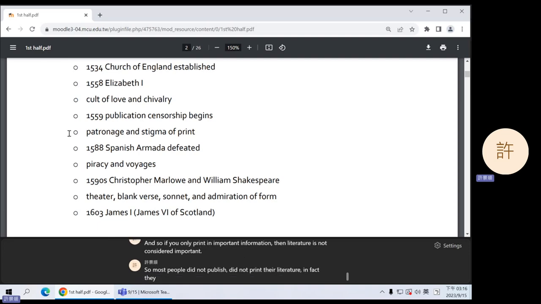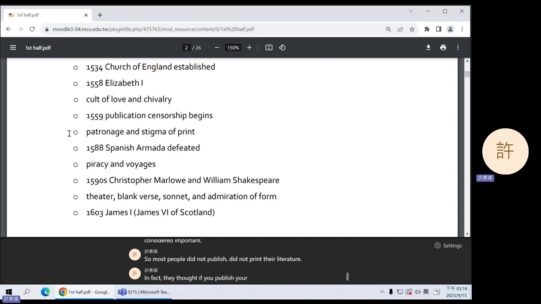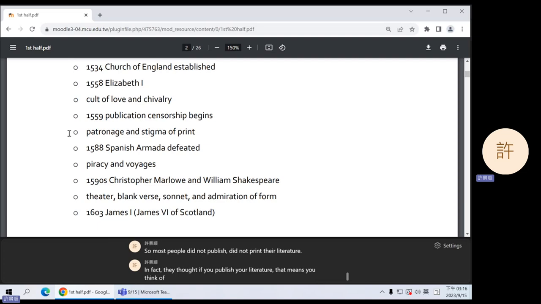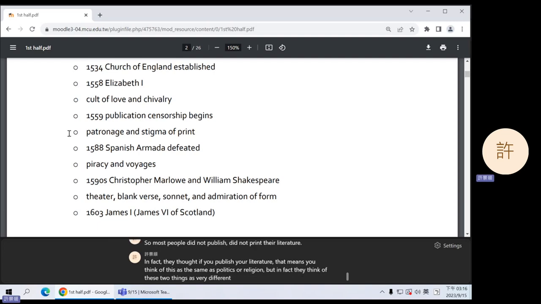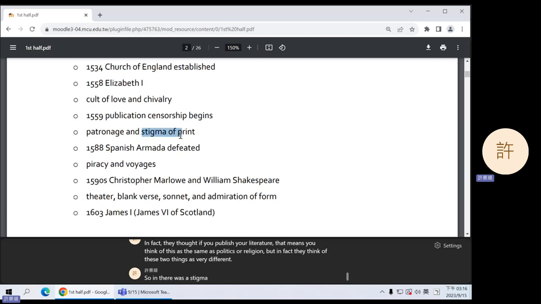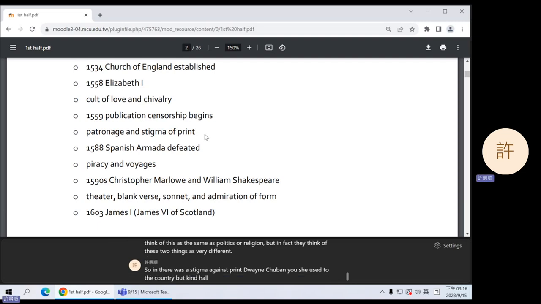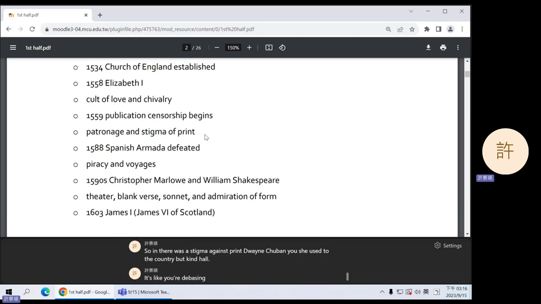In fact, they thought if you publish your literature, that means you think of this as the same as politics or religion. But in fact, they think of these two things as very different. So there was a stigma against print. 对出版有歧视的感觉，不看好。 It's like you're debasing anything that you print. 出版的东西感觉就价值比较低。 So instead, most literature was written and passed around and performed instead of printed. Literature is a very social thing.